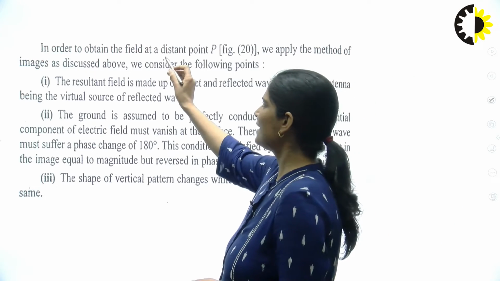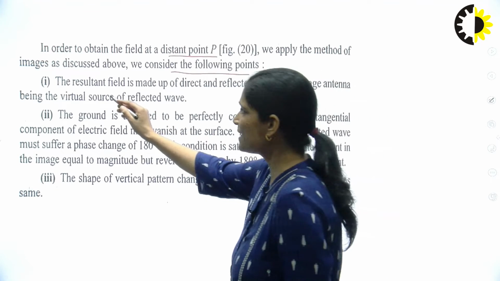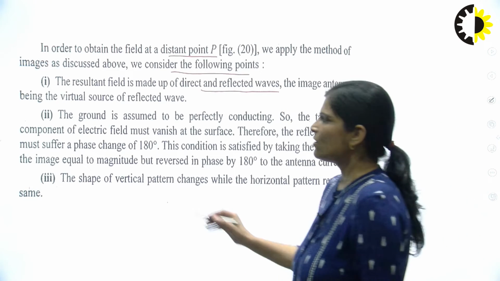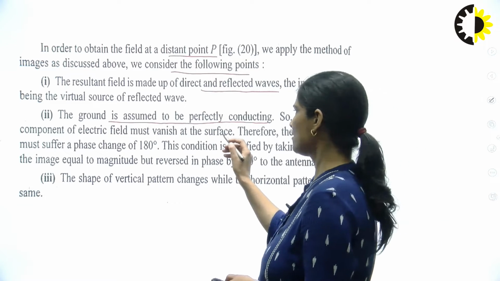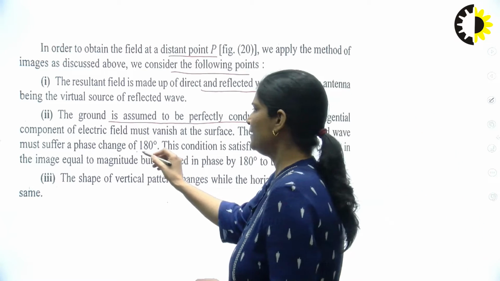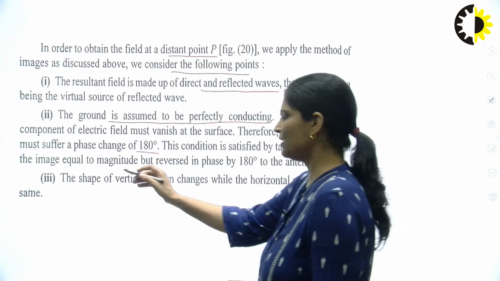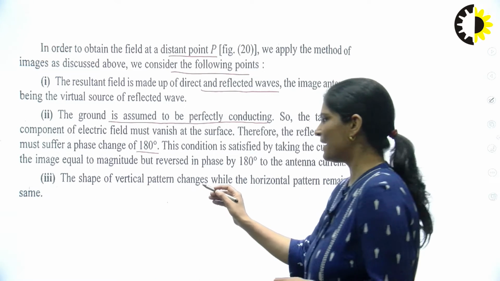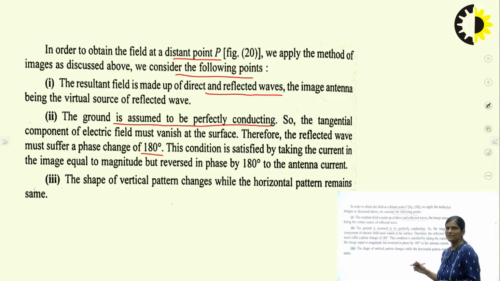Now in order to obtain the field at a distant point P, we are applying the method of images as discussed in the previous slide. We are considering the following points. First, the resultant field is made up of the direct and reflected wave, with the mirror image being the virtual source of the reflected wave. Second, the ground is assumed to be perfectly conducting so that the tangential component of the electric field must vanish at the surface. Therefore the reflected wave must suffer a phase change of 180 degrees. This condition is satisfied by taking the image current equal in magnitude but reversed in phase by 180 degrees to the antenna current. Third, the shape of the vertical pattern changes while the horizontal pattern remains the same. So these are the points we have to consider for an antenna and a distant point P in the horizontal case.